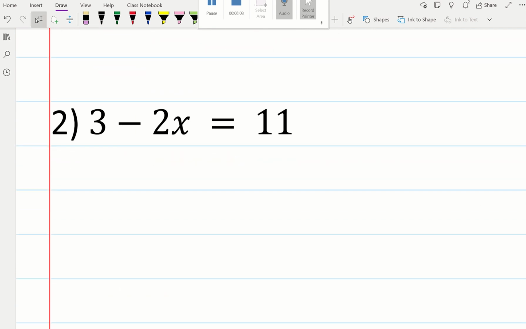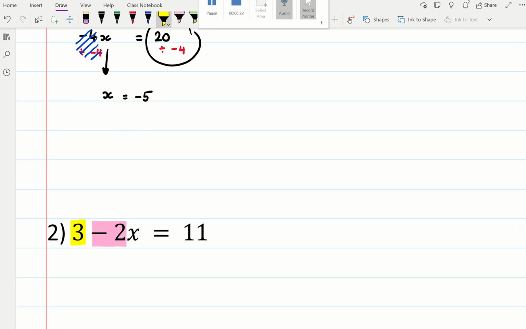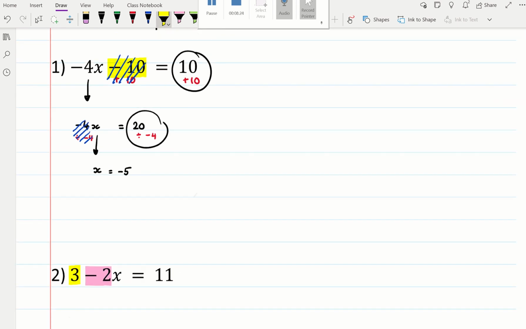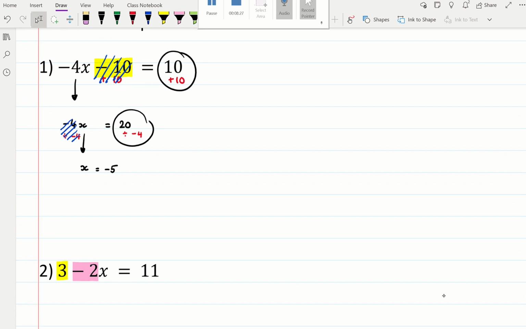Now, this is a very similar question. And again, the number being multiplied by x is negative 2. This time, they have put the number on its own at the beginning, but that shouldn't confuse you. Look, in the very first question, the x and the number next to x, the number being multiplied by x, were at the beginning. It's now in the middle.